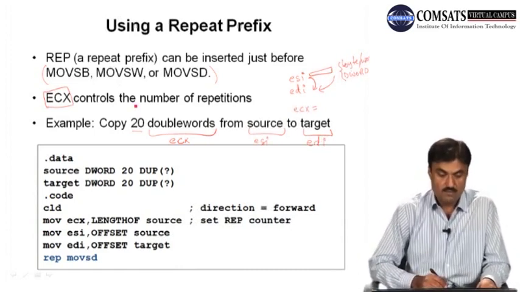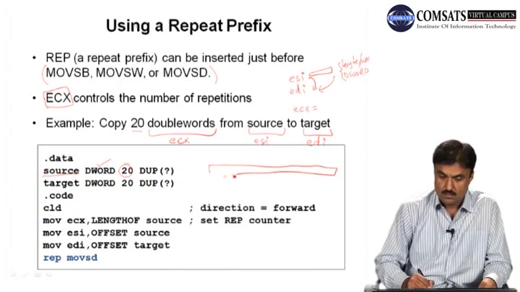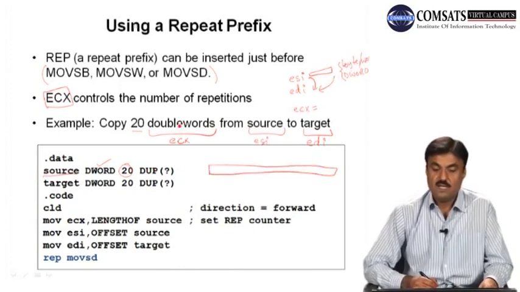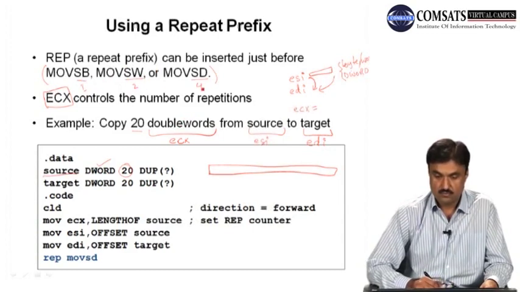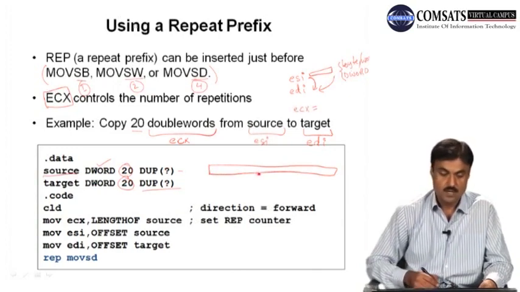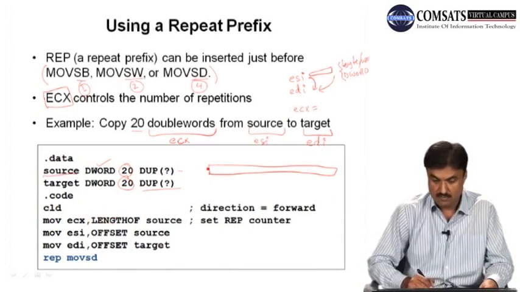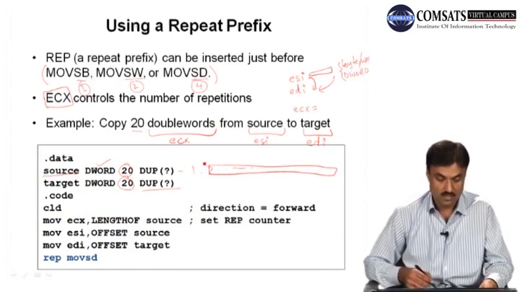For example, we have source, we have double word, and there are 20 duplicates. So we have the array. Now, incrementing and decrementing depends on the base: if you use SB, there'll be one increment in the ESI or EDI, two increments, or an increment by four. It depends, as we saw in our previous slide. And the target is 20 duplicates. If you want to define values, like 1, 2, whatever values you want, you can define them here.